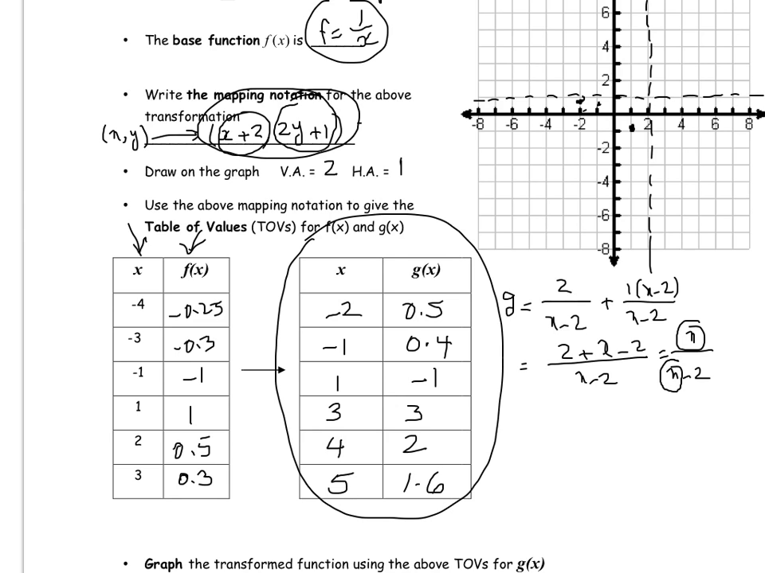When x is 3, y is 3, which is going to be here. When x is 4, y is 2, which is going to be here. When x is 5, 1.6 is the y value, which is here. Now, if I roughly connect these points together, I get a graph like this one. And over here, I'm going to get a graph like this, which is not going to cross the horizontal asymptote. So this is going to be my transformed function.